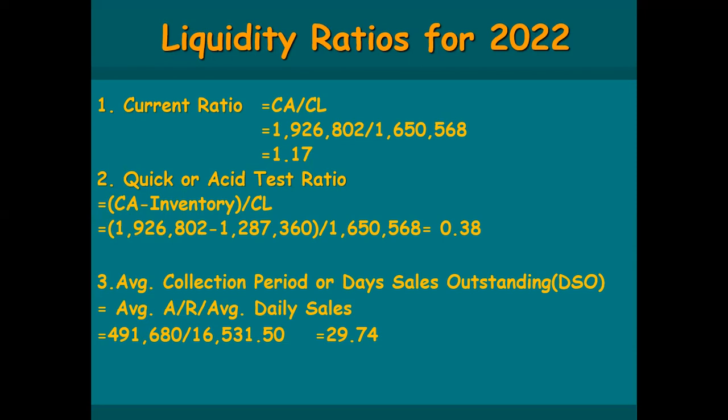It is equal to 29.74, about 30 days. The sales, all the credit sales of the company are for the period of 30 days. Or in other words, you receive the amount against credit sales within 30 days.